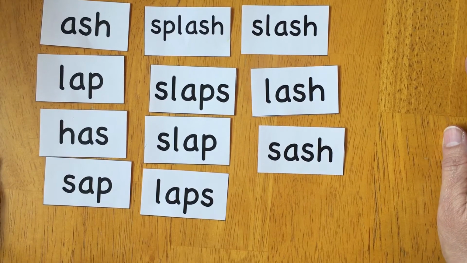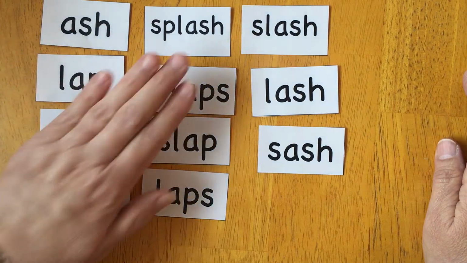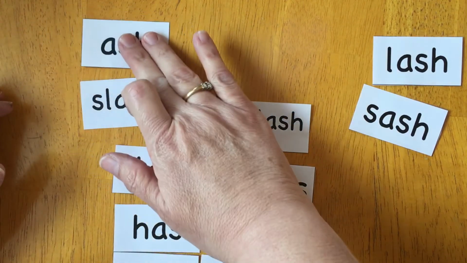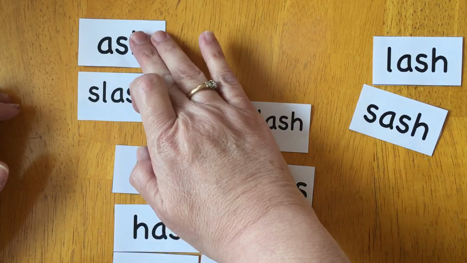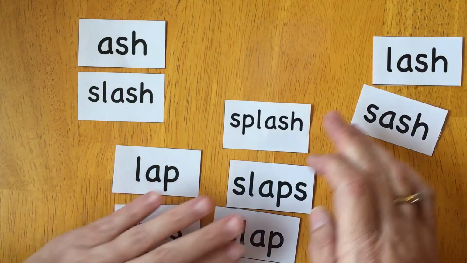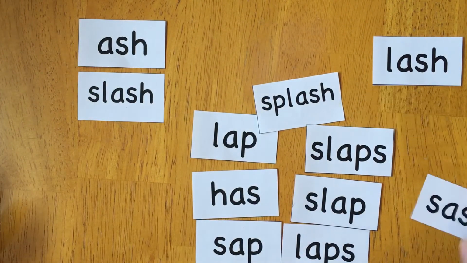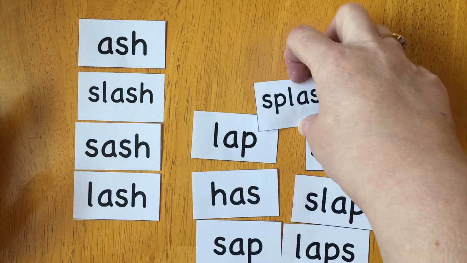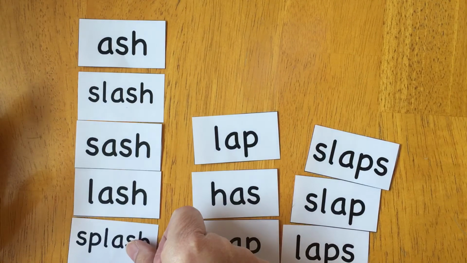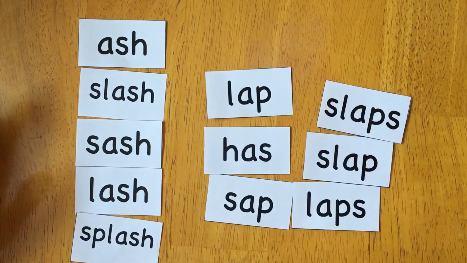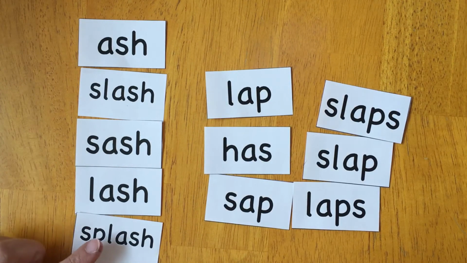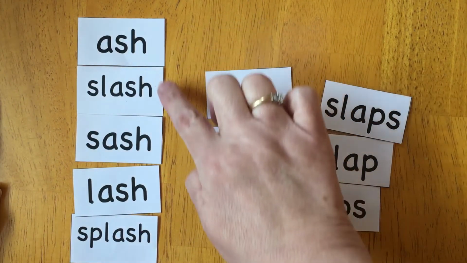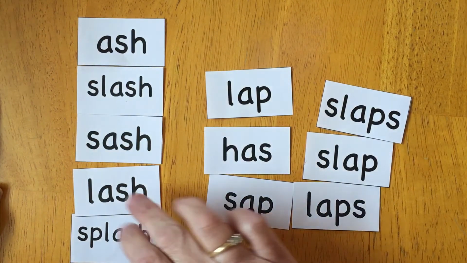Now I want to start looking at words and finding some things that are the same about these words. And I'm noticing a couple of word patterns. I see some words that have the ash pattern. They end with that ash pattern. Ash, slash, sash, lash, splash. I think I've got them all. Take a look. Do I have them all? I do. You hear how they all rhyme? They all sound the same at the end. They all rhyme. Ash, slash, sash, lash, splash.